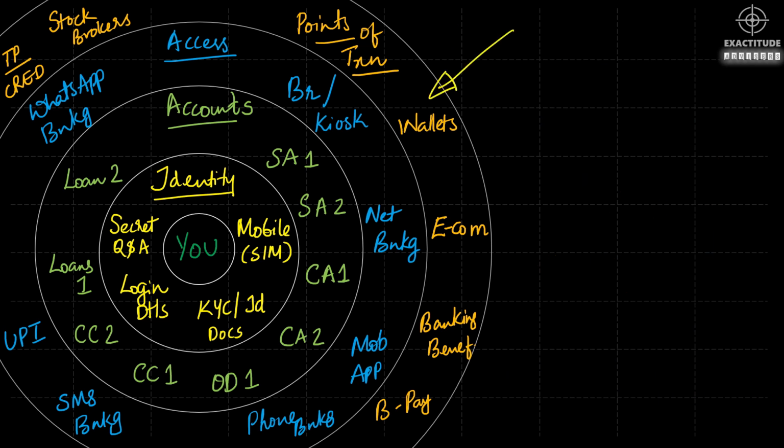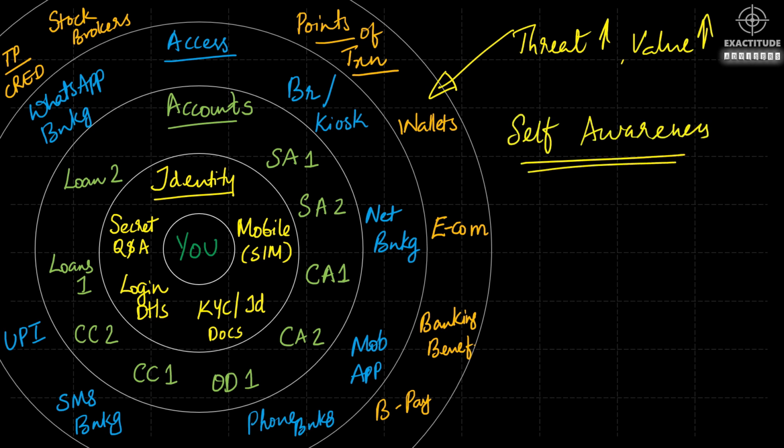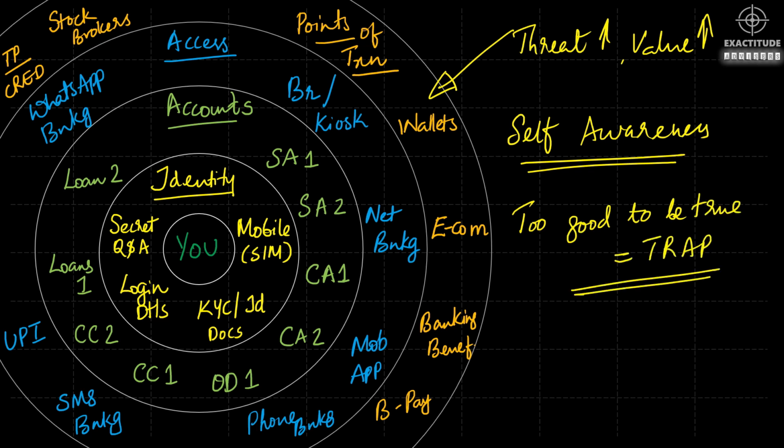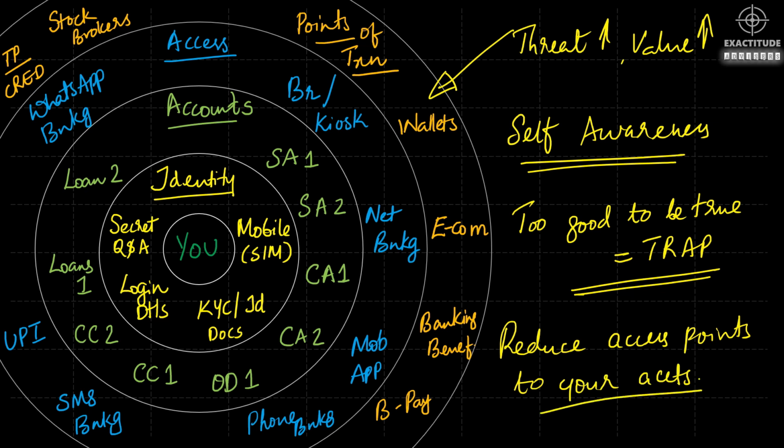So we have seen various vulnerable actions across the financial matrix and how to protect ourselves against those. Remember, as we go inside the circle, the threat increases and the value increases. The primary thing to remember is that self-awareness is key to prevent any fraud. Always remember that too good to be true is always a trap. Always make sure to minimize the number of access points that you have towards your accounts, especially if those are the max capital accounts.